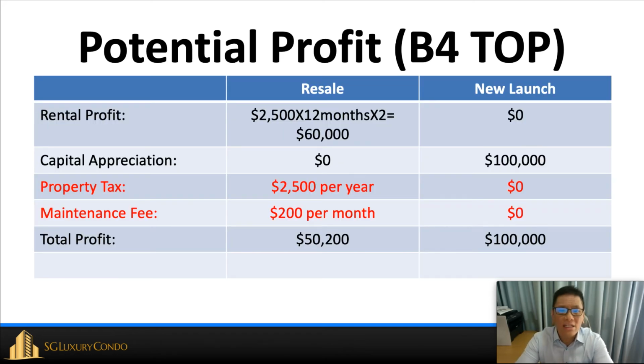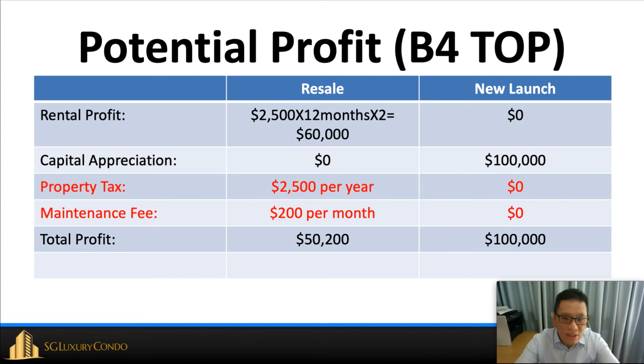So let's look at this potential profit. Next we look at the potential profit. First of all, we look at the resale. When we look at the resale before TOP versus something that is brand new, this is one of my slides on why I like to recommend new launches to my clients.